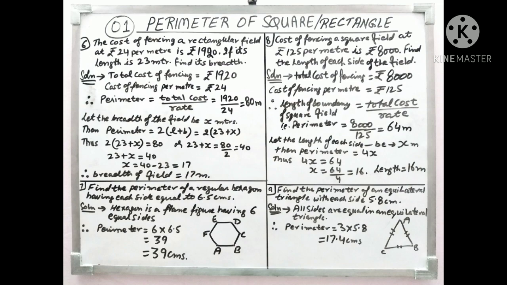Right? So we have had enough examples to understand this topic of perimeter of square and rectangle, and we also had one example of a triangle as well as a hexagon.